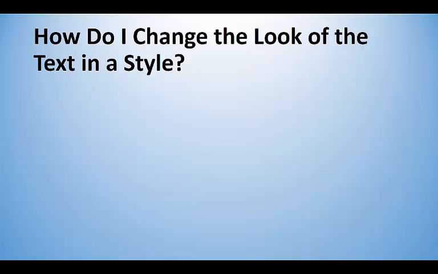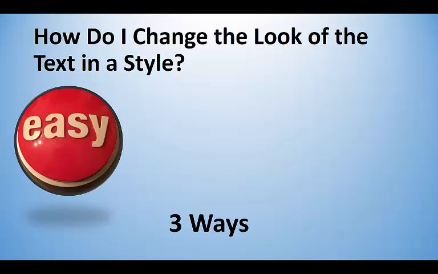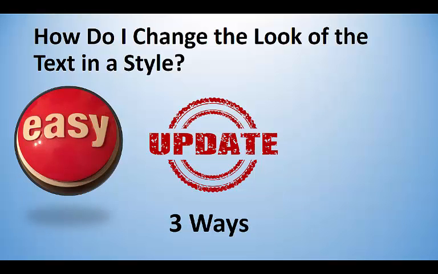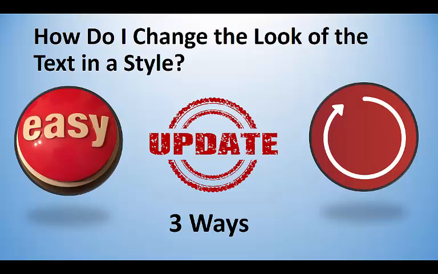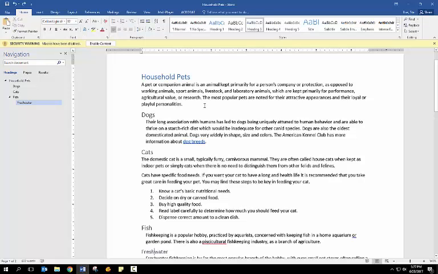How do I change the look of the text in a style? There are 3 ways to change the look of a style. The quick and easy method using the Design tab, the More Options with Minimal Effort method using the Update Styles button, and the Additional Effort but Endless Options method of modifying the style. Let's make changes to the styles in the Household Pets document. Let's look at the 3 ways you can change the look of your styles.